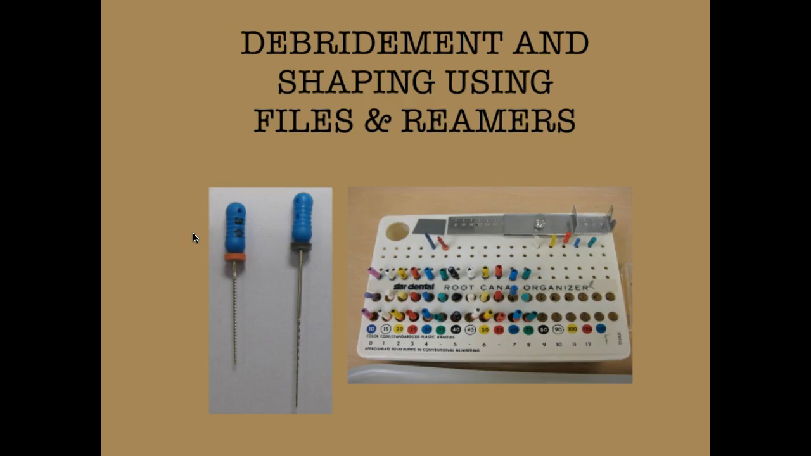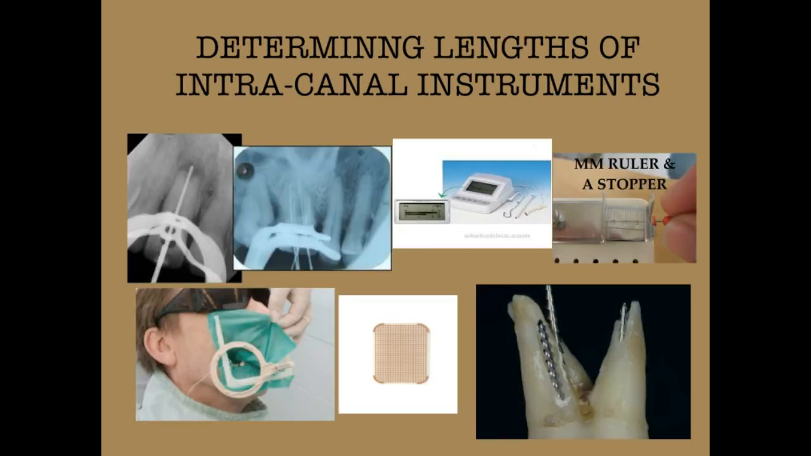To shape the canals, part of debridement and shaping the canals, smoothing them and enlarging them, the file, the intracanal instrument, the file or the reamer could be used. They come in various lengths, as do teeth. So it's important that the endodontist determines the lengths of the intracanal instruments so that they are clearing, smoothing, and shaping the canal at the proper length.